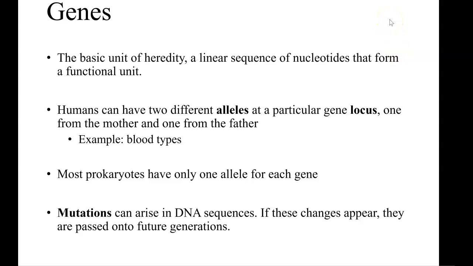One of the things that DNA, of course, has are genes, and genes are going to code for proteins. Now, with humans, we have two different alleles, and an allele is a version of a gene. That particular gene is going to be at a location on the DNA. That's what we call a locus. So with humans, we have two alleles.